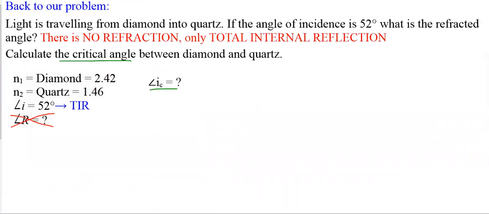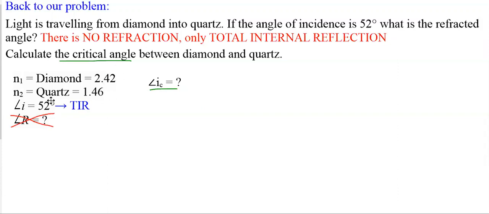So if we go back to the question that we're working on, the last one with a little dog meme: light traveling from diamond into quartz, if the angle of incidence was 52 degrees, what is the refracted angle? Well, we got an error when we tried to calculate it. That error basically tells us that there is no refraction, only total internal reflection, right? And I can definitely tell that there can be total internal reflection because my index of refraction number 2 was less than number 1. So this isn't the only thing that has to happen, right?